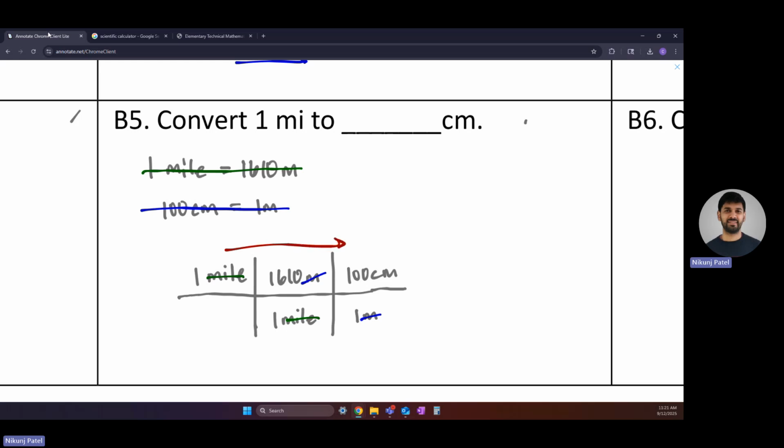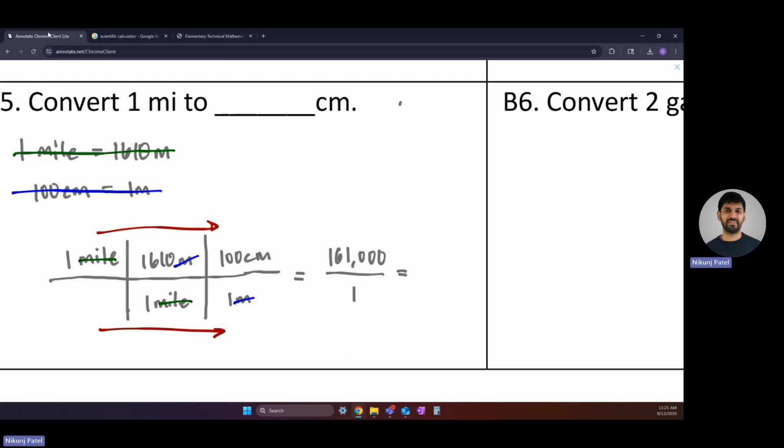Now we multiply across the top and the bottom. And when you have more than 2 numbers, you're going to multiply all of them. 1 times 1,610 times 100. So when you do this across the top, you're going to get 161,000. And across the bottom, you just have 1 times 1 this time. It's a 1 down there. This is the same thing as just 161,000 centimeters.